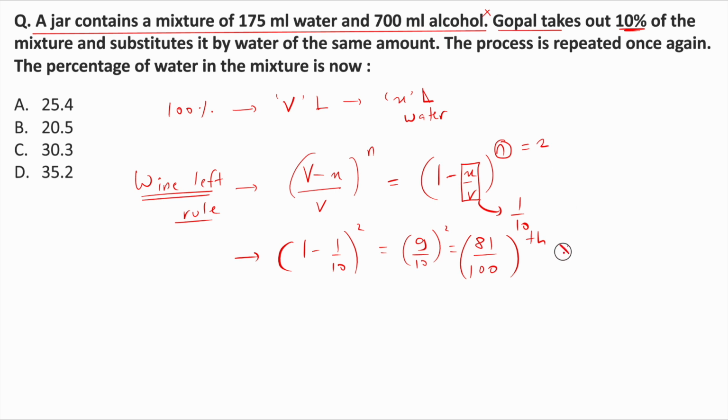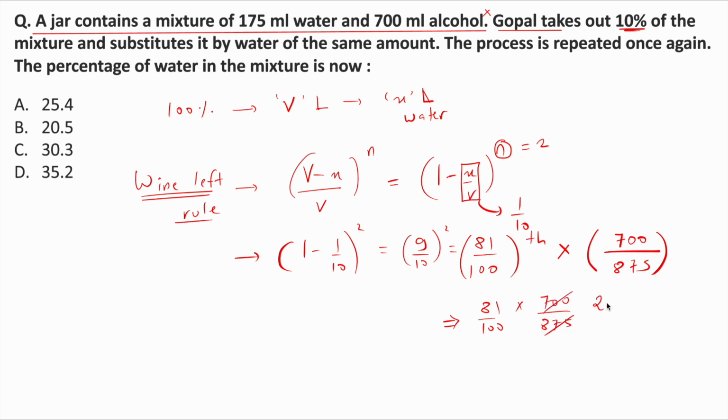So now we simply multiply this 81 by 100 with the fraction of alcohol that was initially present. The fraction of alcohol initially present was 700 divided by 700 plus 175, which is 875. This is the fraction of alcohol out of the entire solution. So 81 by 100 into 700 by 875. 700 and 875 both being multiples of 25, we can initially cancel out 25 above and below.